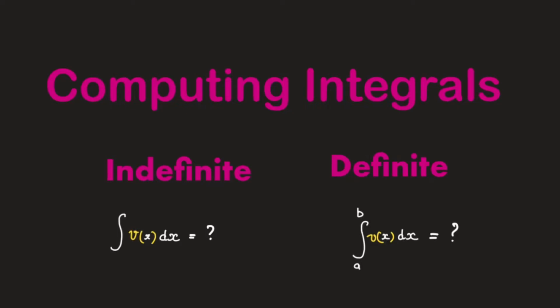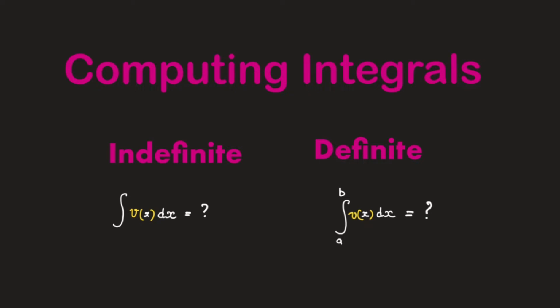So let's talk about how to compute integrals. By integrals here, we mean two different types of object. There are indefinite integrals and then there are definite integrals. Remember that indefinite integrals are families of functions, whereas definite integrals are just real numbers. They are equal to signed areas under curves.